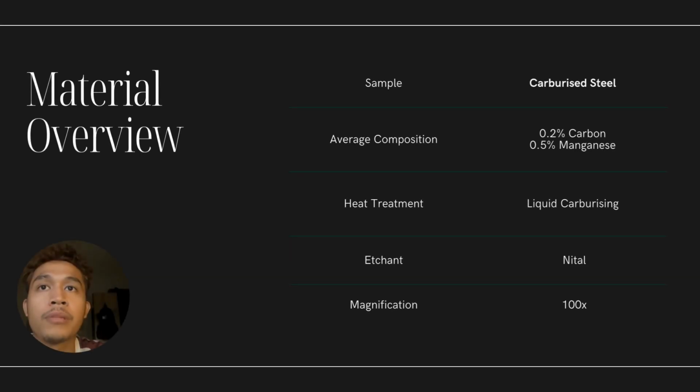Okay, so for the material overview, the sample is carburized steel. The average composition of the sample is 0.2% carbon and 0.5% manganese. For the heat treatment, it uses liquid carburizing, the etchant is nital, and the magnification for this project is 100x.